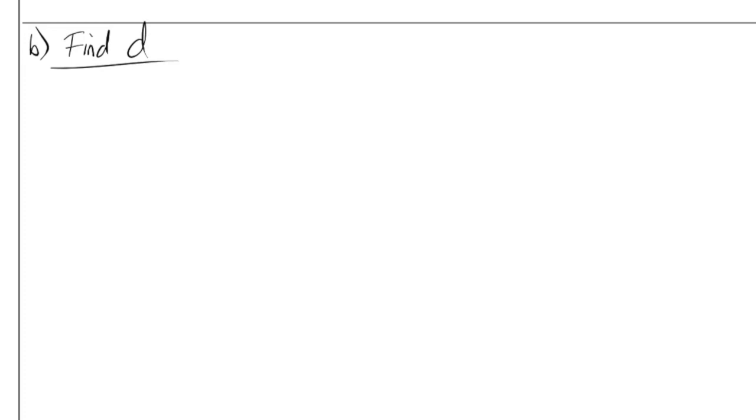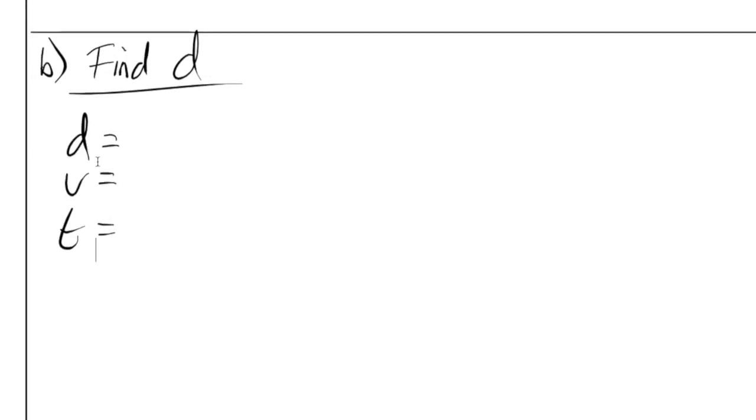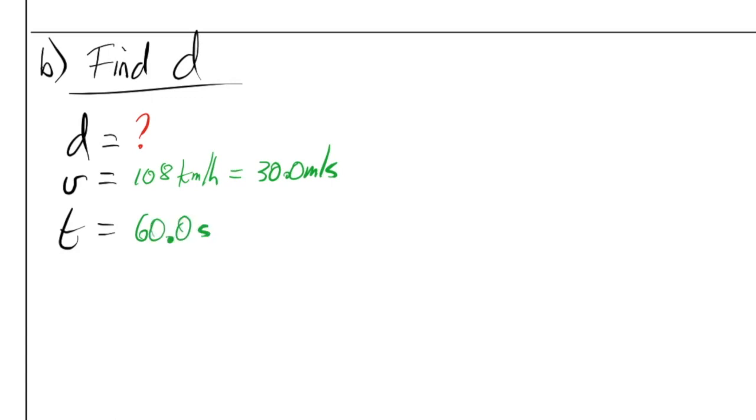So what I'm going to do is take an inventory: D, V, and T. All right, so let's take a look at what we got. Distance is what we're looking for. Now we know our speed, and we know it two ways: 108 kilometers per hour or 30 meters per second. And the time, 60 seconds.